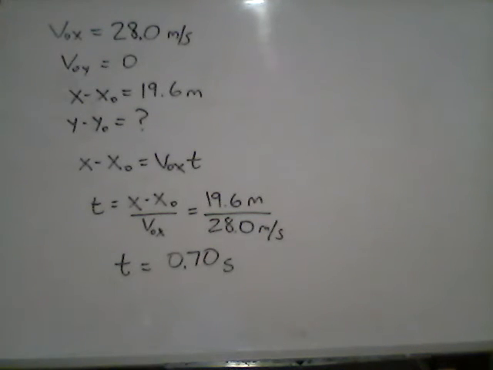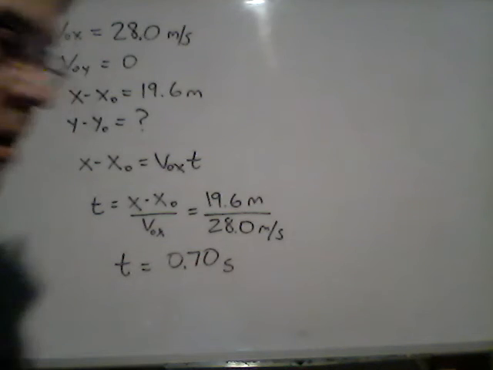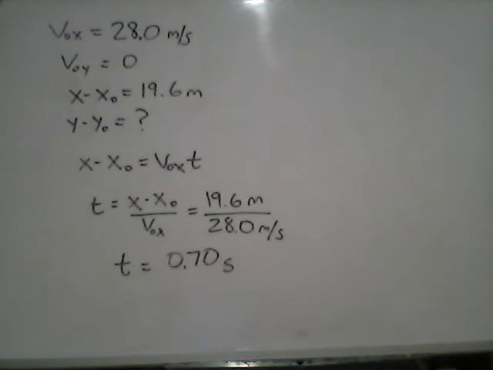I know what the range is. That means that that's the same amount of time that the problem can take in the vertical component as well. Okay, so this now applies a constraint to my vertical motion. All right, so in the vertical motion, what we want to determine is what y minus y naught is. Well, now we have the time, and now we have initial velocity.